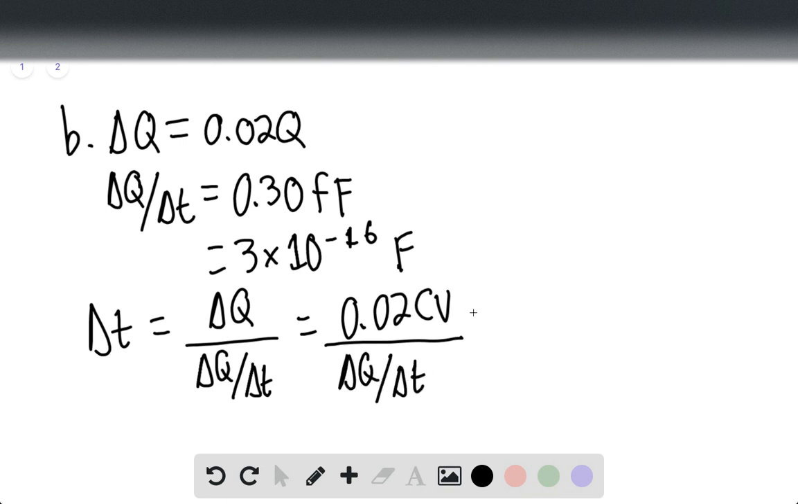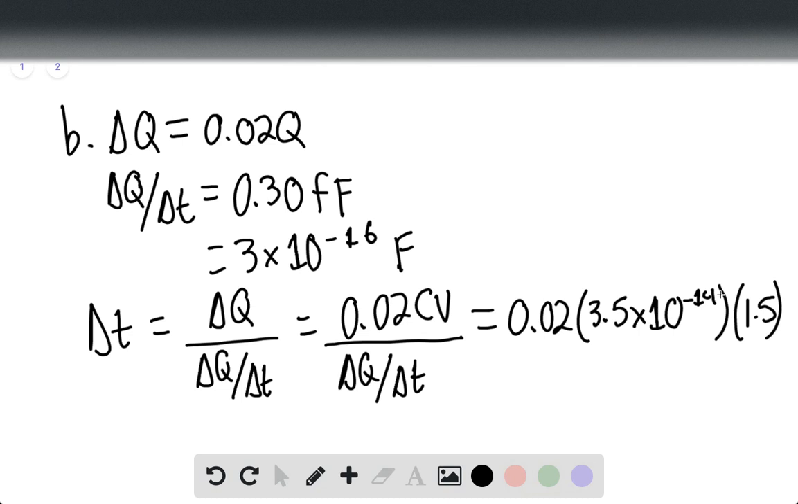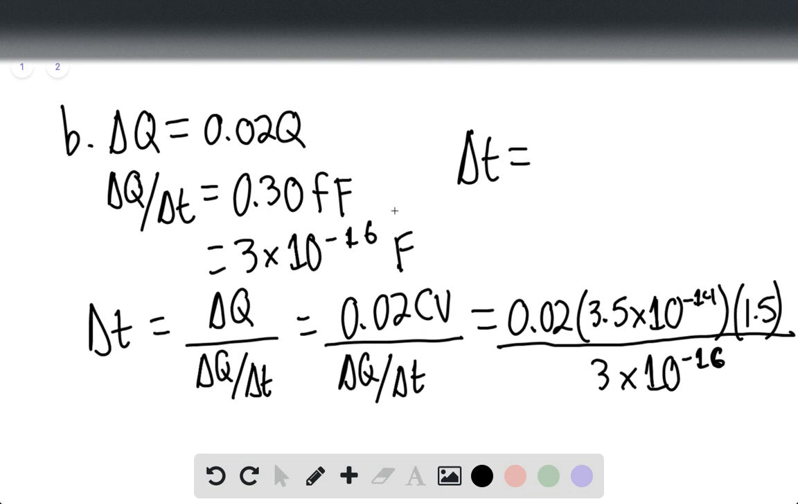So now we can actually substitute. It would be 0.02 times 3.5 times 10 to the negative 14th times 1.5, all divided by 3 times 10 to the negative 16th. And we find that delta T for part B is going to be equal to 3.5 seconds. So this would be your final answer.